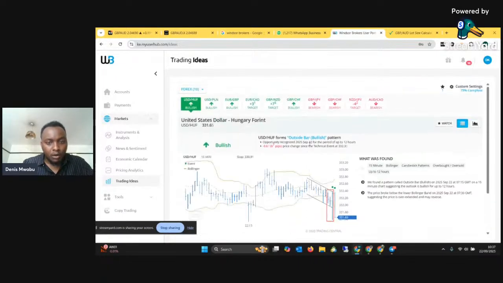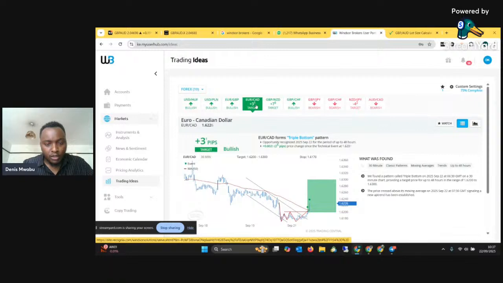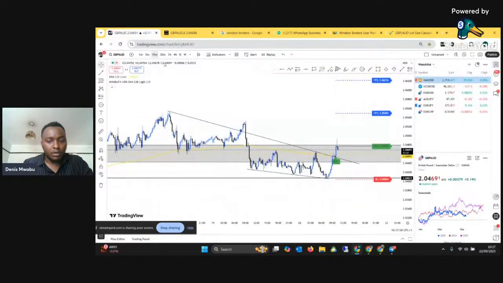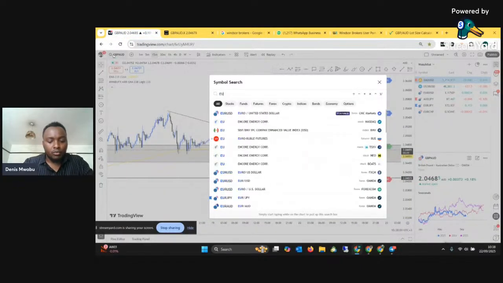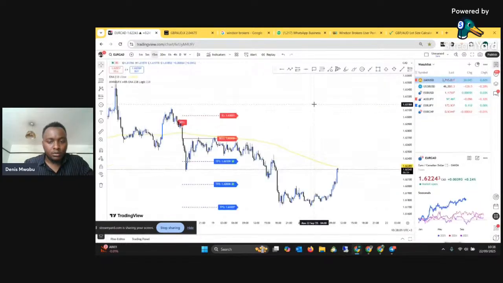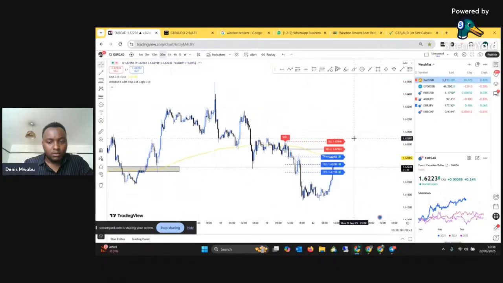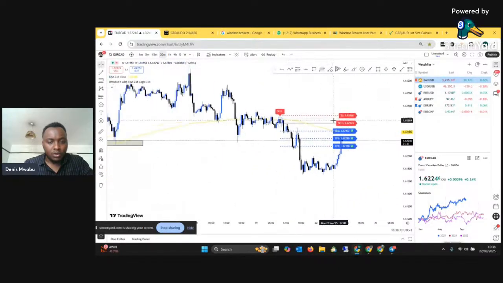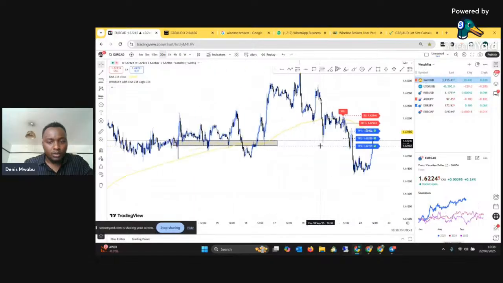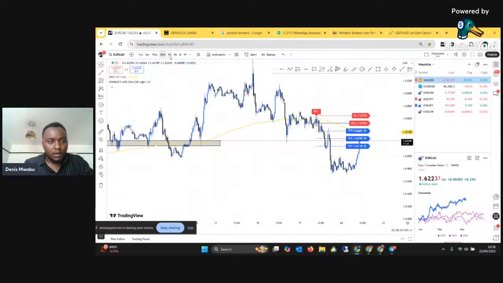Okay, so we take a look at other trade ideas maybe that have been shared. Here we can see Euro card is already pushing up. Let's take a look at it in the 30 minutes time frame. Triple bottom Euro card. Here we come to Euro card. Okay, it has not yet confirmed with the BMM Euro card.